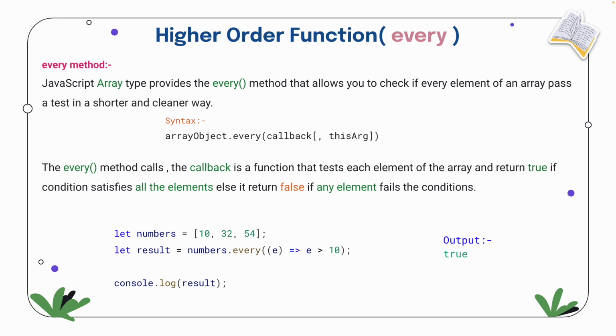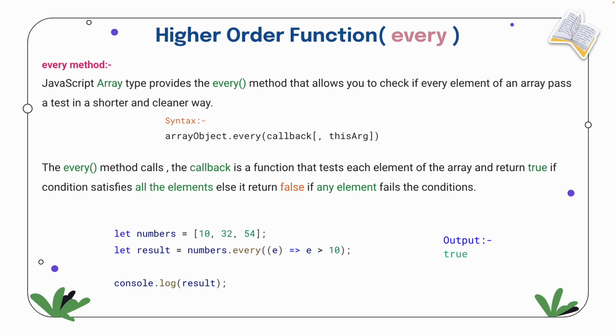The every method is another higher order function which takes another function as an input, and that function works on each element of the array. Okay, and what is basically the every function? The condition which we are writing in the function, the function which we are taking as an argument, that condition should match for the entire element of the array. Okay, it's not a filter, it's not a find, it's not a map.